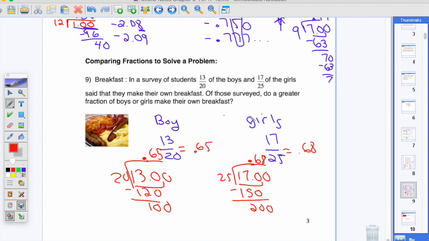So do boys or girls make their own breakfast? Well, since the 68 hundredths is greater, girls are more likely to make their own breakfast.